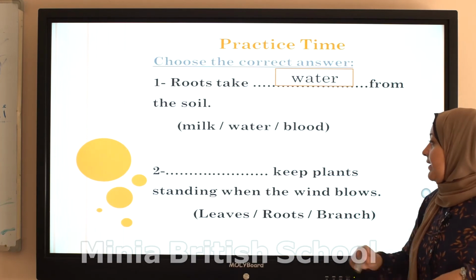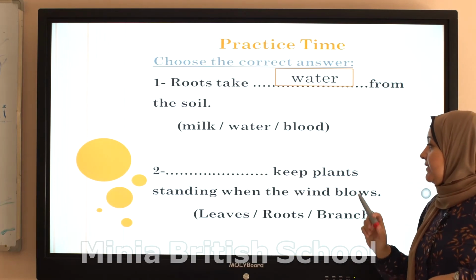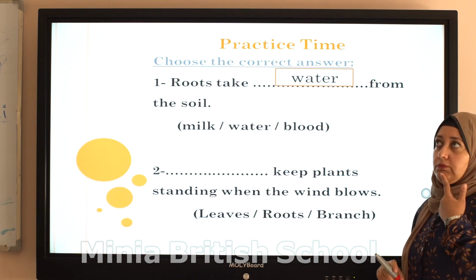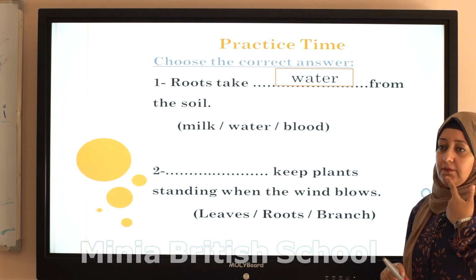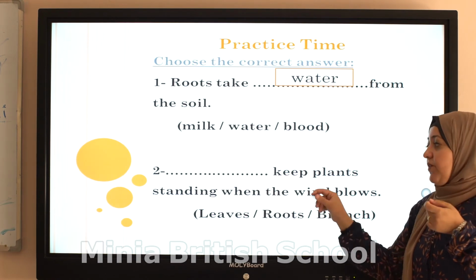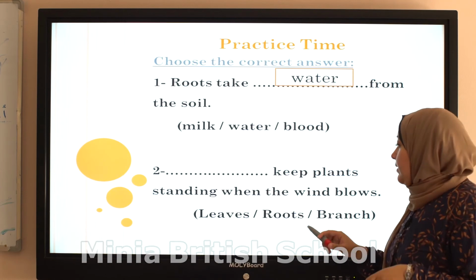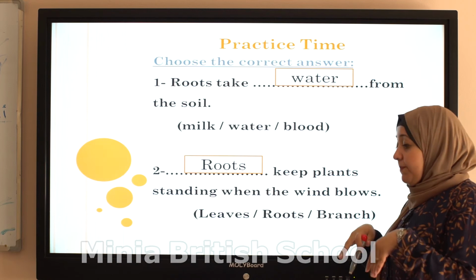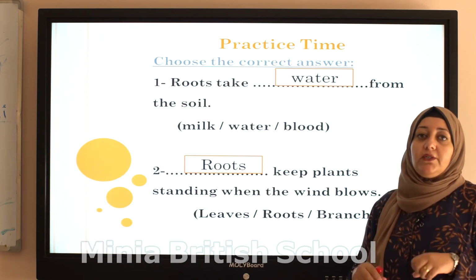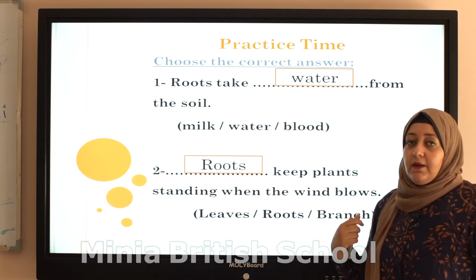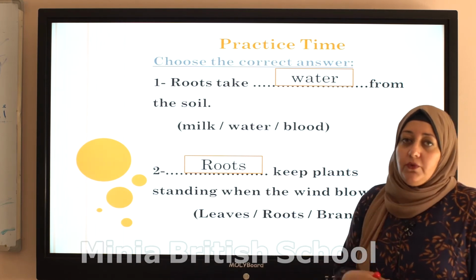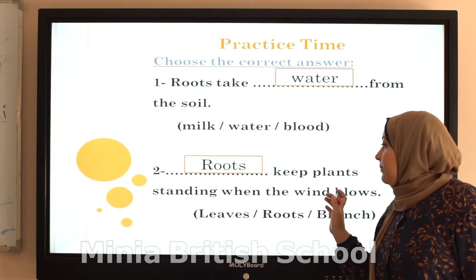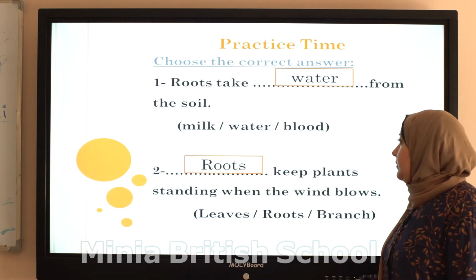Number two, space keep plants standing when the wind blows. The stem, the leaves. This is the function of who? This is the function of the roots. The roots keep the plant inside the soil so it can stand when the wind blows. So, number two, roots keep the plants standing when the wind blows.